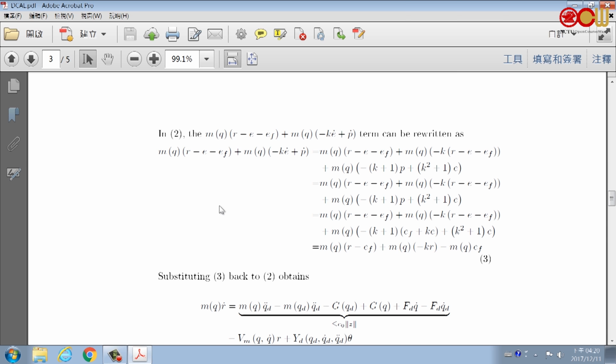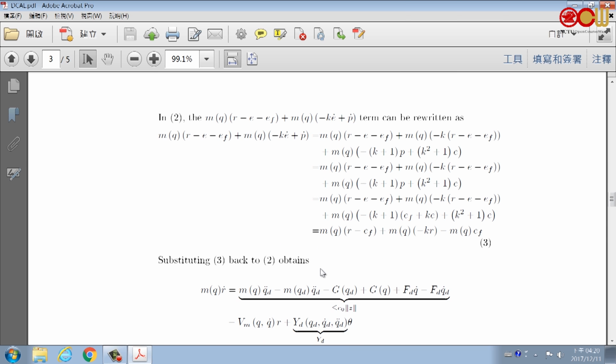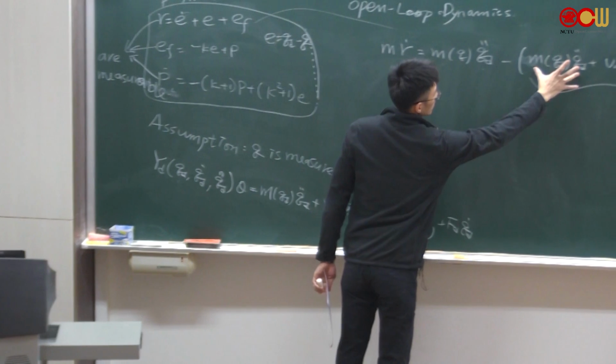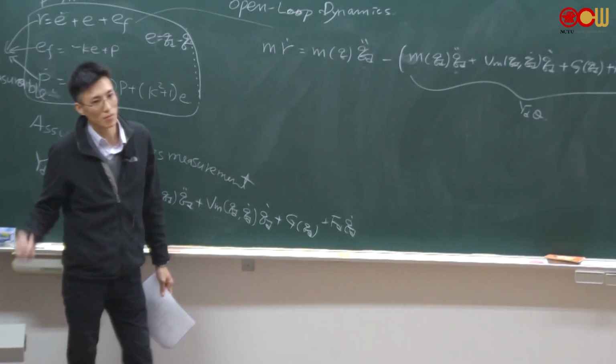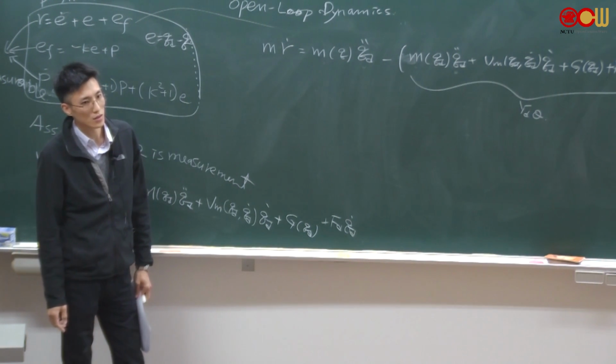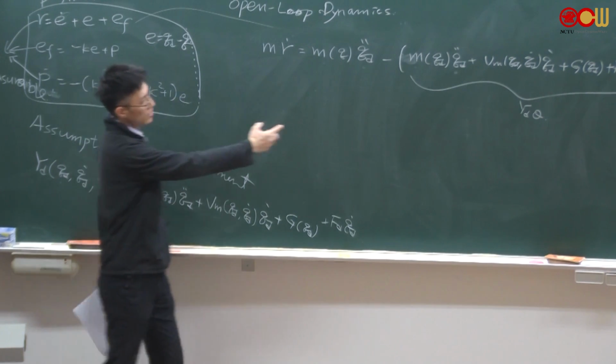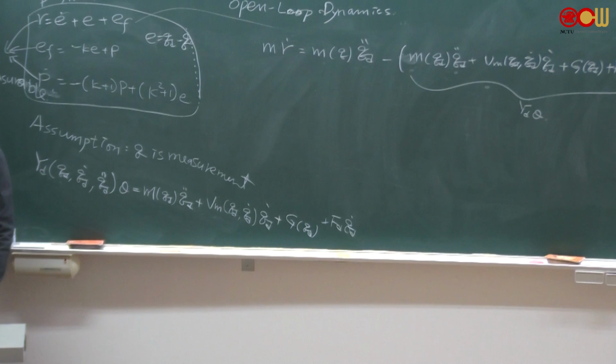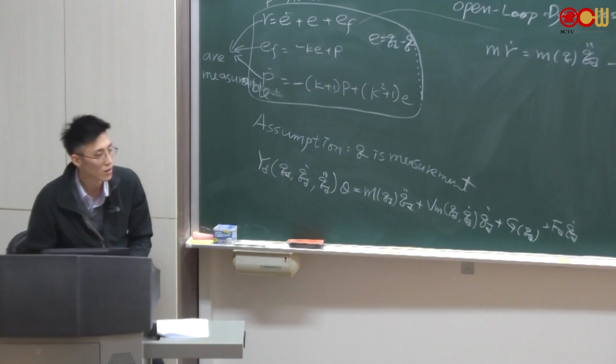There is more to come, so maybe next time. Eventually it's semi-global tracking. For example, the difference of these two terms can be upper bounded by tracking errors. That's why I decompose this and put this term together. So the rest of the work is just regrouping, substituting, reusing all these equations, regrouping, upper bounding by error norms, and that's it. Okay.